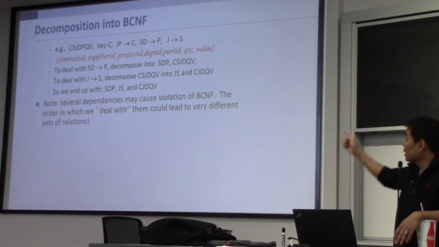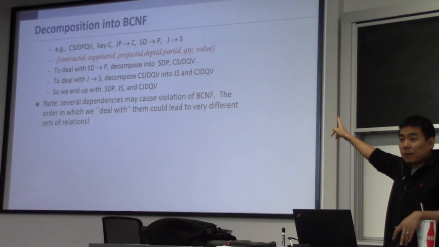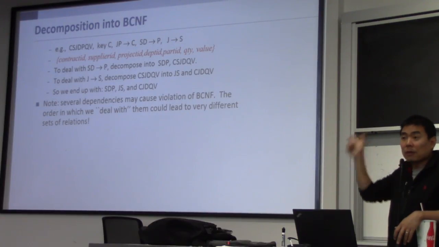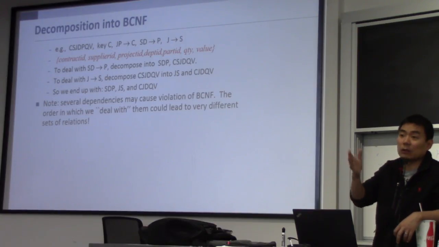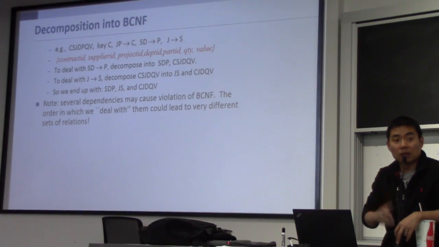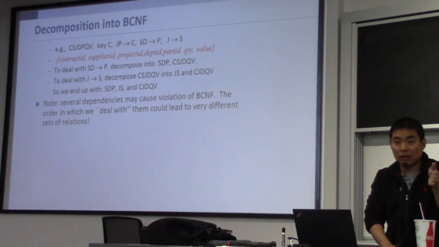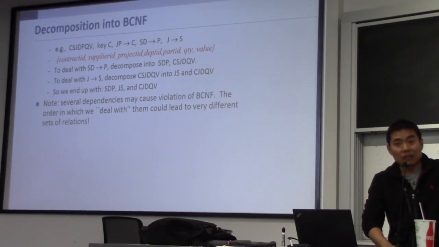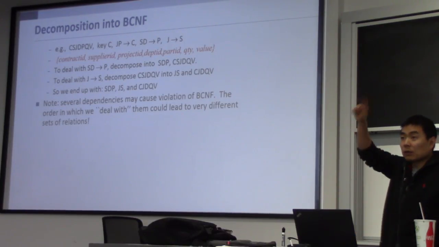You believe? Yeah. The reason, if I add on to what you said, is that JP determines C, and C is a key, so JP must be at least a super key. I don't know whether it's a key or not, but I don't care, because BCNF only requires the left-hand side to be a super key. So this does not violate the BCNF requirement. As soon as you realize the left-hand side is a super key, it satisfies BCNF. So the second dependency is okay, check.